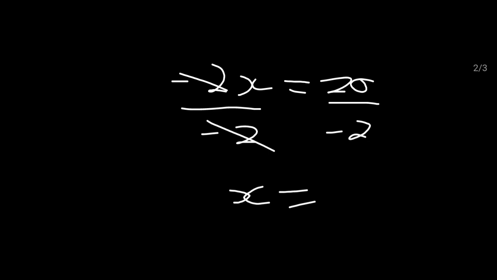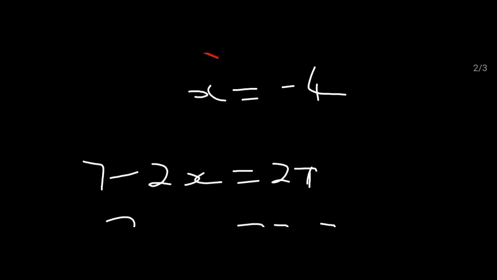I hope I wasn't very fast. Then it's -10. I hope I wasn't too fast. If I was too fast, go rewatch the video over and over again until you understand. This is how we remove the coefficient.